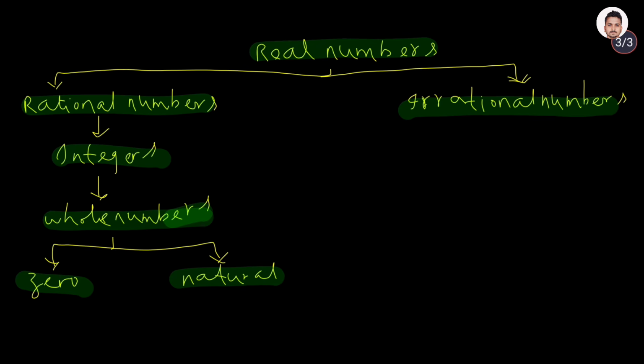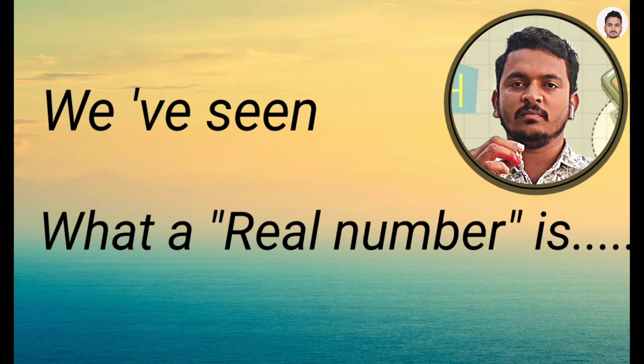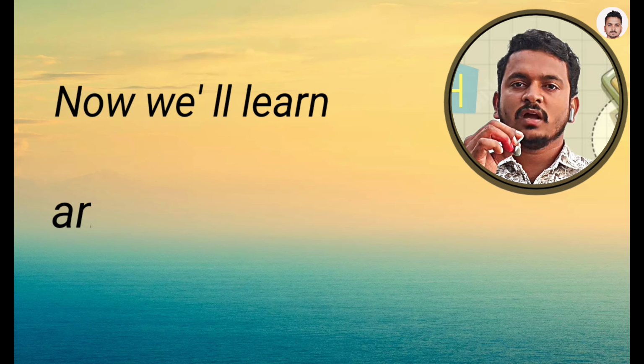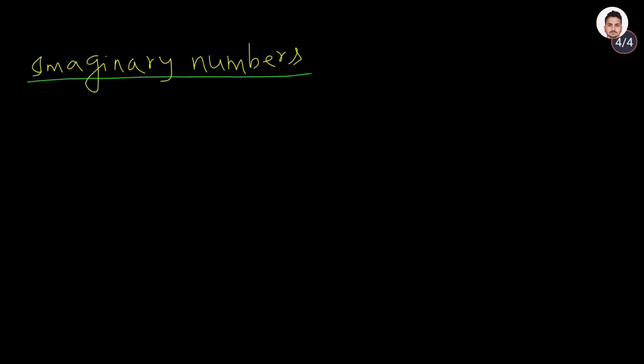Now we will see the next type of number. We have seen what a real number is. Now we will learn imaginary numbers. So what are imaginary numbers? Actually, an imaginary number is the product of a non-zero real number and the imaginary unit. That I will explain now.